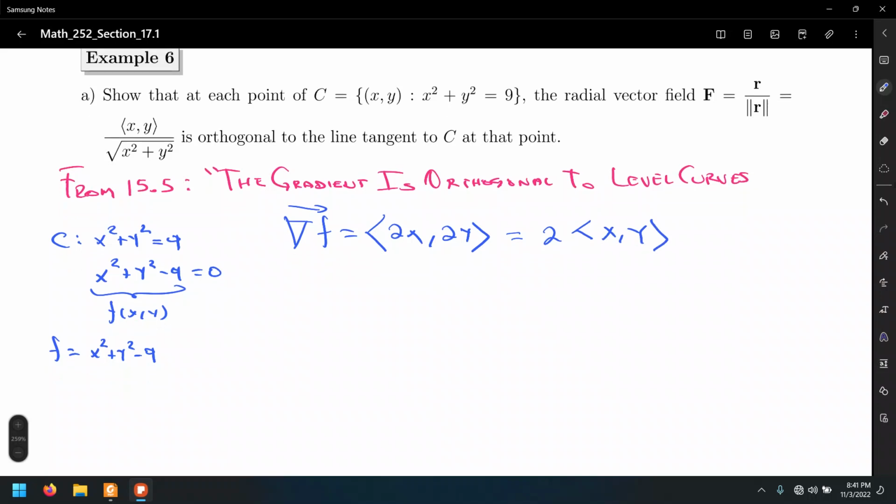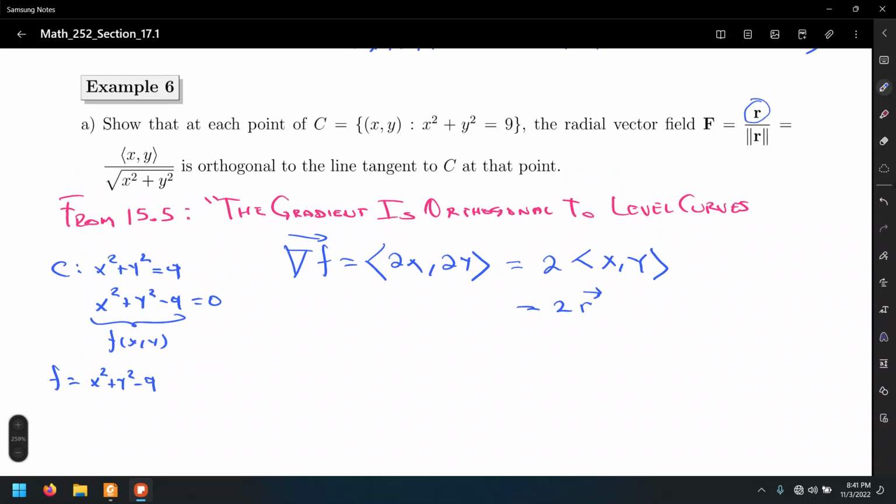And when we compare with the radial, that is 2 times r. Well, 2r. What is this r? Well, because this is r right here, which is this numerator from the radial vector field. When we compare, f equals the radial vector divided by its magnitude, the square root of x squared plus y squared. So what do we have in this case?